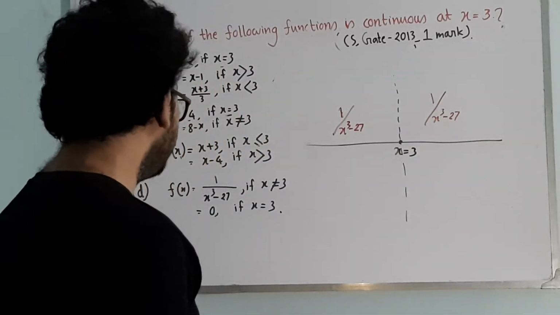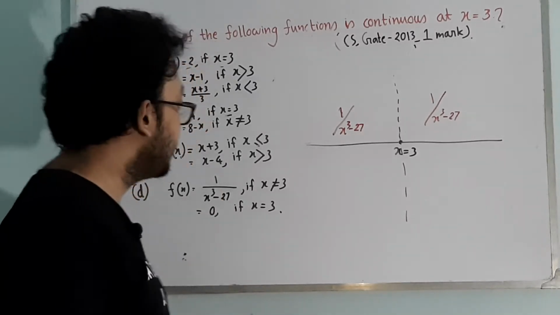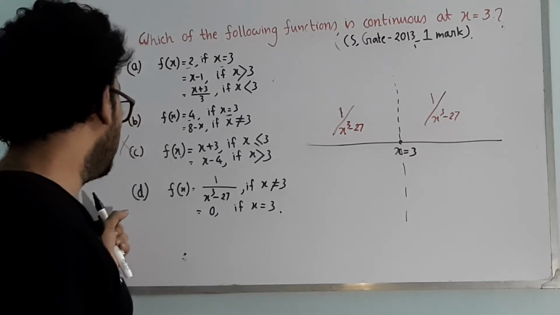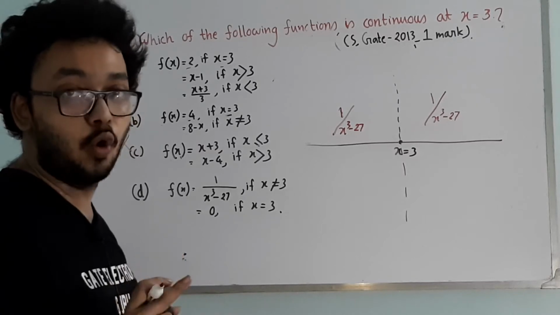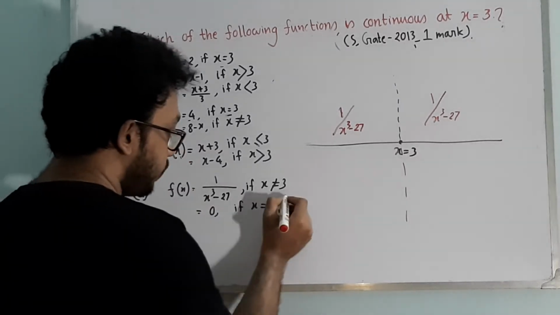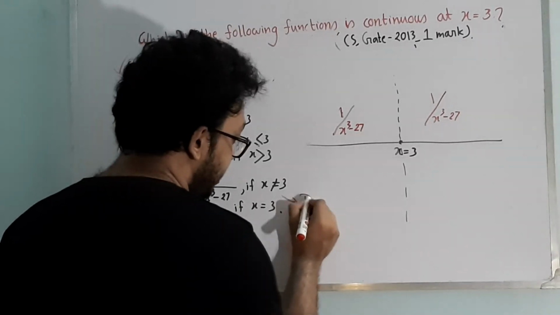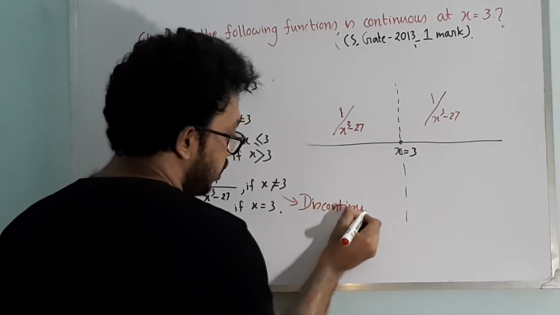See, this is a very easy problem. I am not going to solve this one here. I have solved A, B and C. You have to check whether D is continuous at x equal to 3 at your home, right? I am telling you the answer, but you have to check it at your home. f(x) will be discontinuous at x equal to 3.